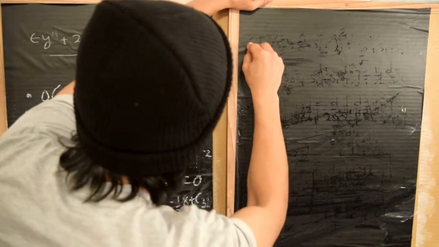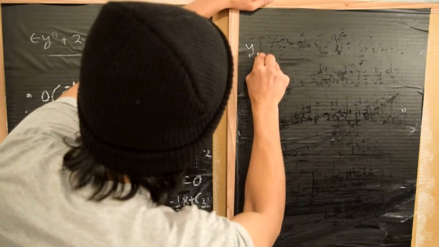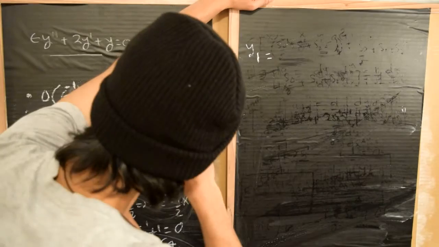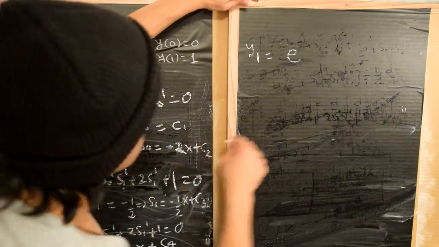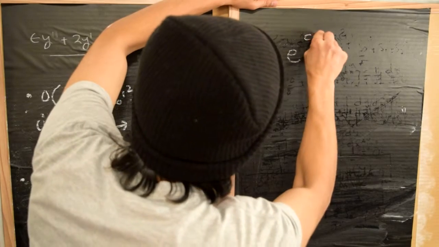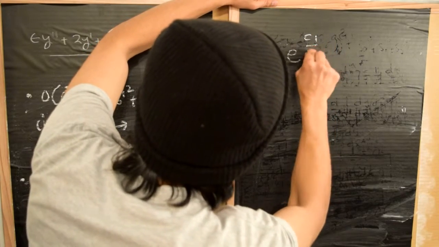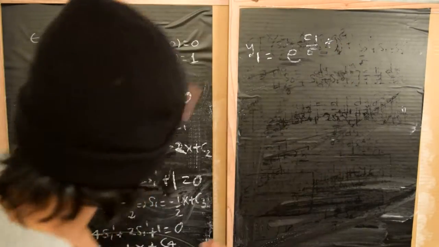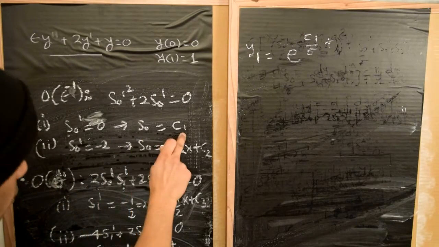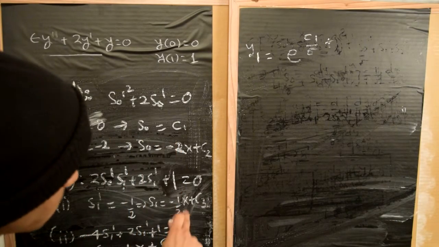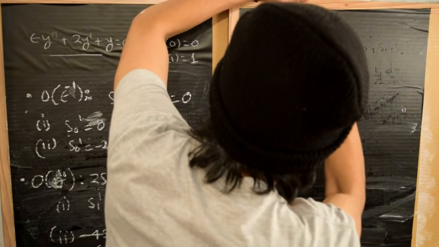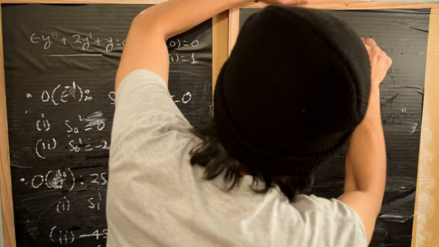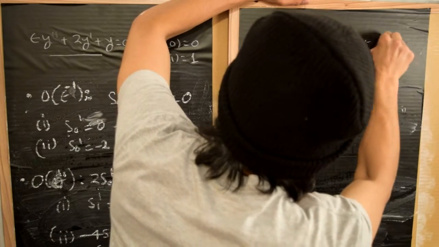So the first solution for us, let's call it y1, is e to the power of S naught, which is a constant, S naught divided by delta, plus corresponding to S naught equals to constant, we have S1 is minus half x plus C3. So we have minus 1 by 2 x plus constant C3.